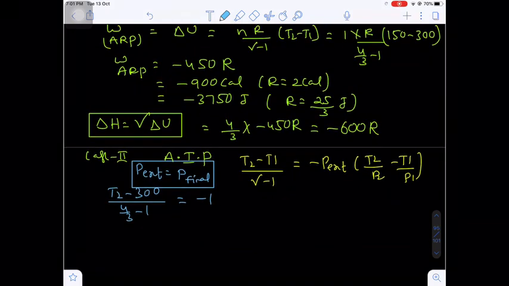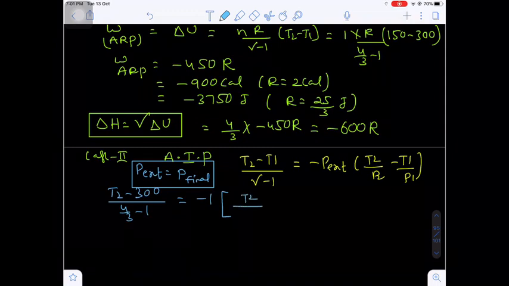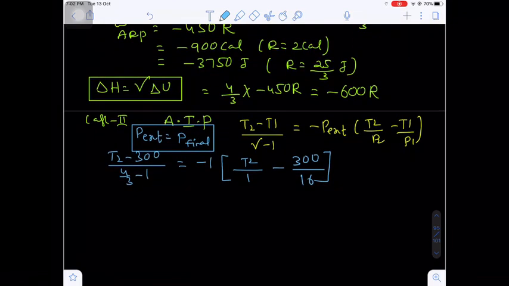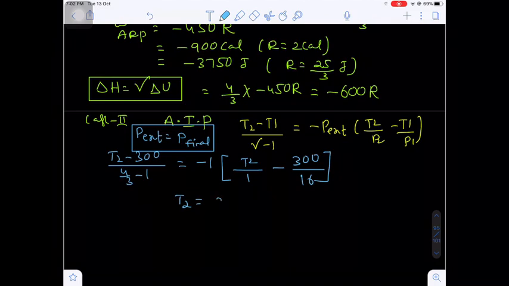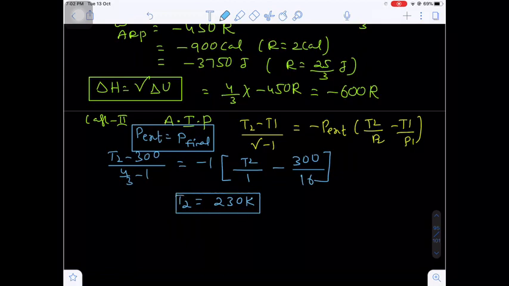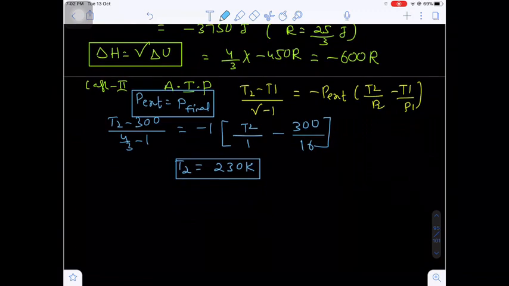Now minus P external will be equal to 1 atmosphere. The T2 value is to be calculated. The P2 value will be the final pressure, that is the P external, minus T1, which is given as 300, and P1 is given. From here, if you simplify, you can get the final temperature, T2, which is nothing but 230 Kelvin. This is the final temperature in the adiabatic irreversible process.